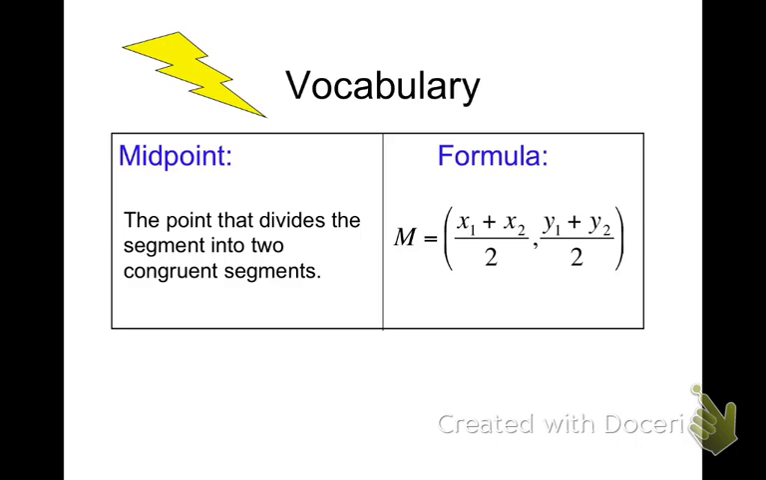So all we're going to do is take one of our x coordinates, add to it a second x coordinate. So that's what those subscripts mean. x sub 1 plus x sub 2. That just is identifying point 1, point 2. You'll divide it by 2. Then you'll do the same thing for the y coordinate. Can everybody identify the x and the y coordinate in an ordered pair? The x is the first number, the y is the second number, right?